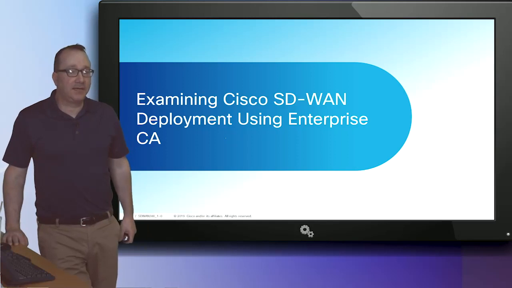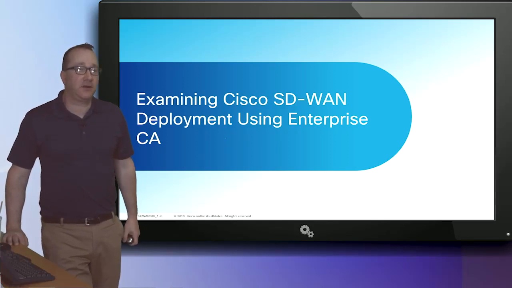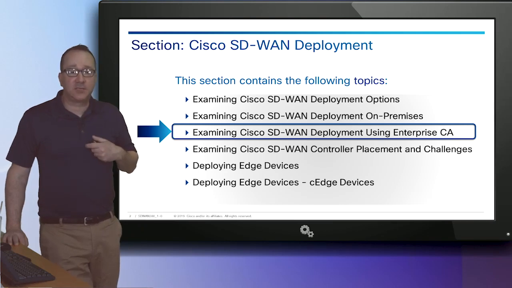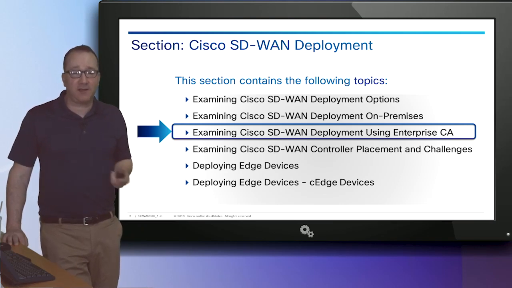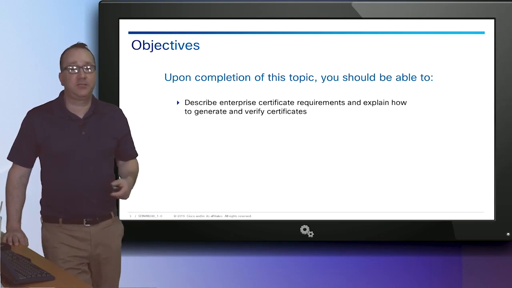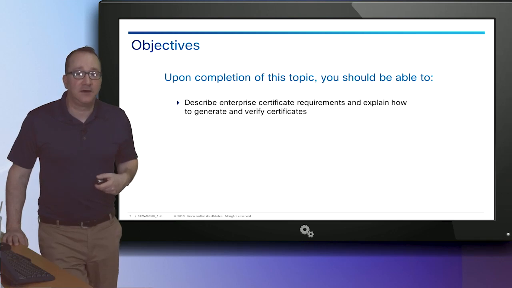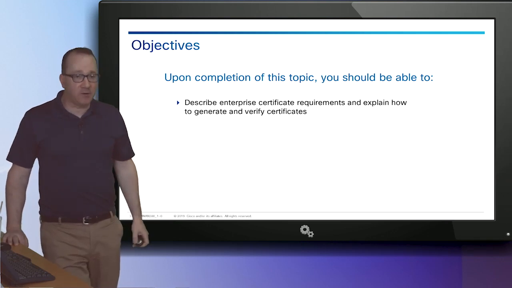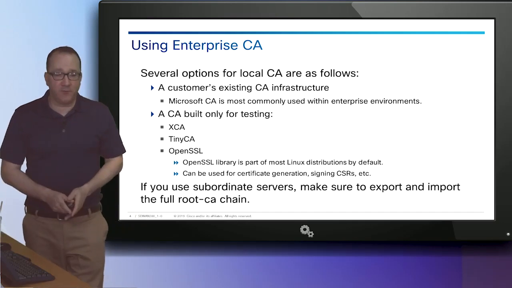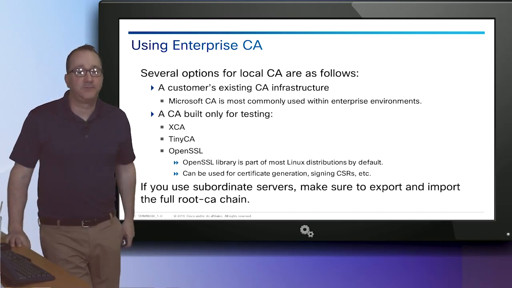Welcome to Cisco SD-WAN, deploying using enterprise certificate authorities. What we're going to do is tell you how to deploy the Cisco SD-WAN controllers in the public or private cloud or any enterprise, as well as how a managed service provider scenario is set up and used with an enterprise certificate authority. After we're done, you should be able to describe what the requirements are and how to generate and verify those certificates. We're also going to do a quick overview of what certificates are and how they're generated.